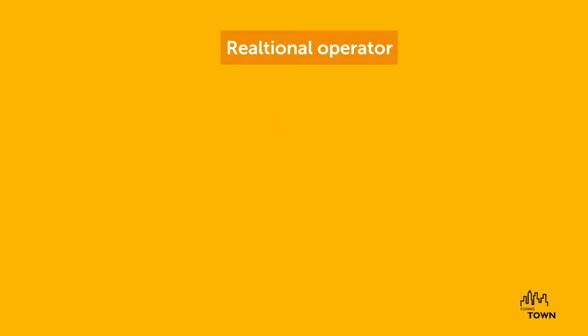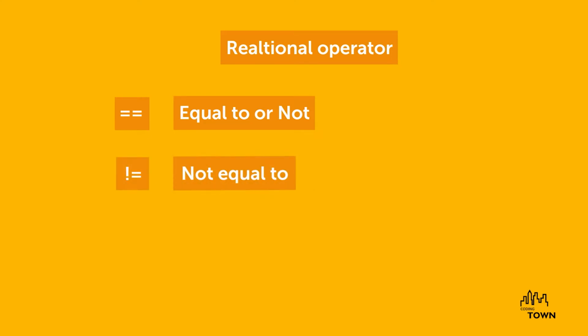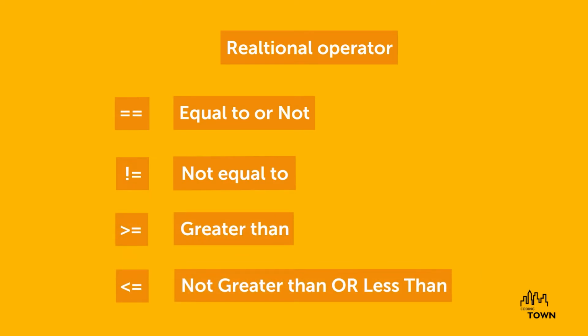What are relational operators? Whenever you see two values that have some similarity, you need to check whether the values are equal or not. For that you use equal to. If you want to check not equal to, you use an exclamation point and equals, and if you want to check greater than or equal, you use greater than equals to. If you want to check less than or equal, you use less than equals to. So this is how you basically use relational operators.